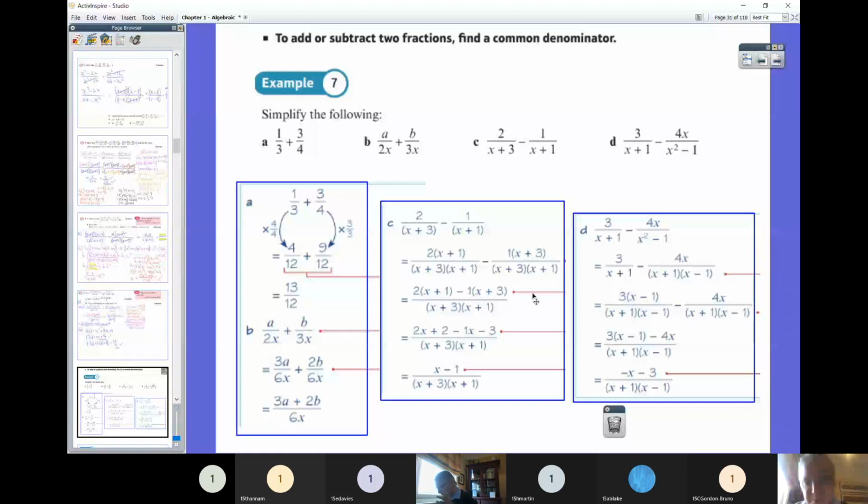So that first term, the 2 over x plus 3, you've got to multiply top and bottom by x plus 1. And the second term, where you're taking away the 1 over x plus 1, you've got to multiply top and bottom by x plus 3.